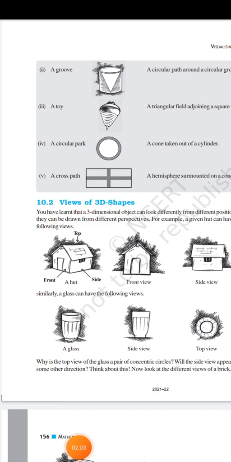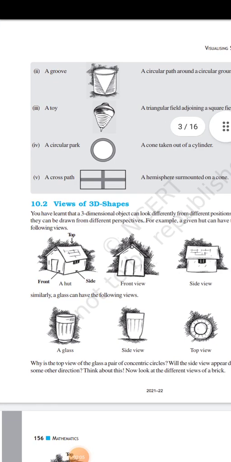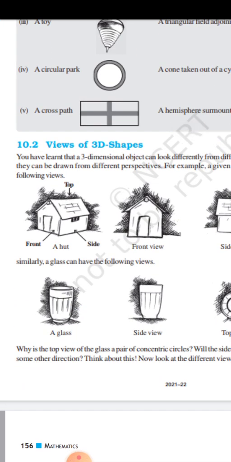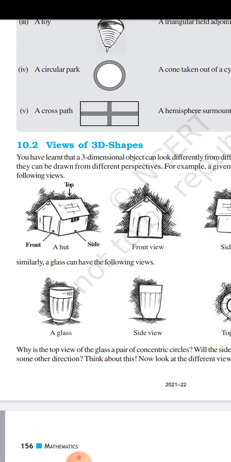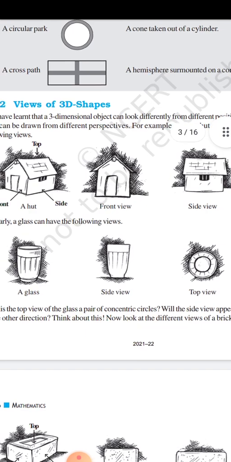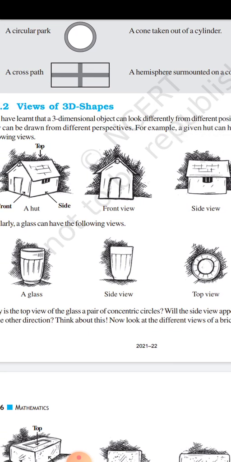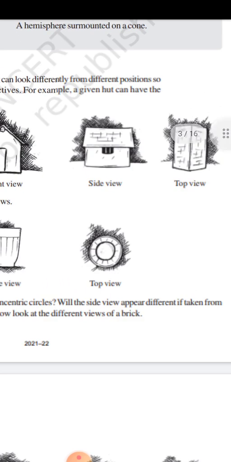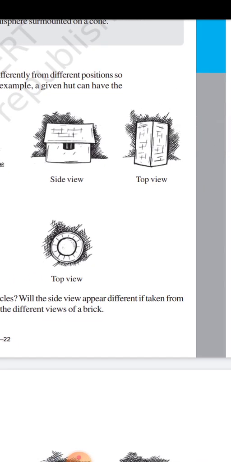Next we are moving on to views of 3D shapes. A 3D object can look different from different positions according to the viewer. See, this is a hut. According to its views, we can classify into three views: top view, side view and front view. When a person looks at this hut from the front, the view would be like this. When a person looks at the hut from its side, the side view would be like this. And when a person looks at it from the top, its top view would be like this.